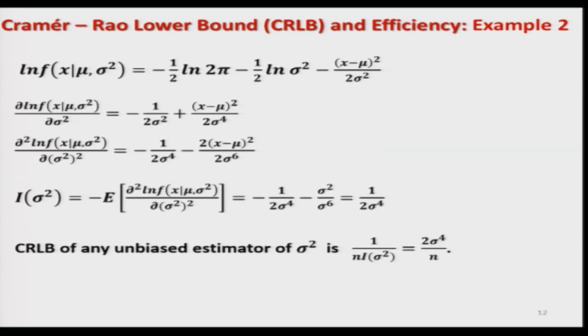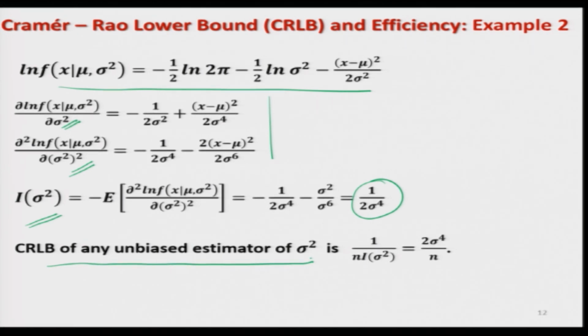Similarly, if you do the same exercise for sigma square, you write down the log of f(x; mu, sigma square), differentiate it with respect to sigma square, and take the second partial derivative, you will get these expressions. Substituting them in the value of I(sigma square), you will get 1 upon 2 sigma raised to the power of 4. So the Cramér-Rao lower bound of any unbiased estimator of sigma square will come out to be twice sigma raised to the power of 4 upon n.